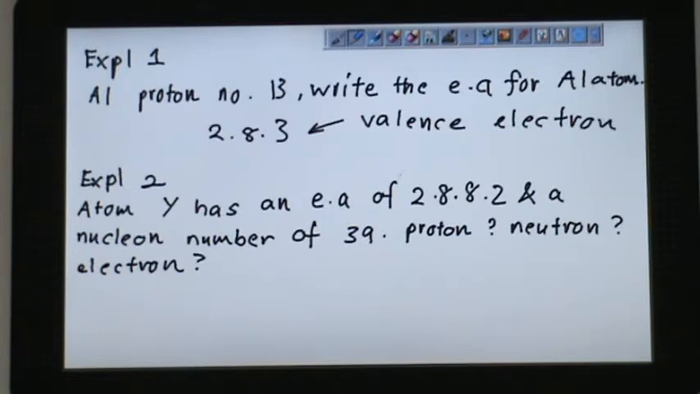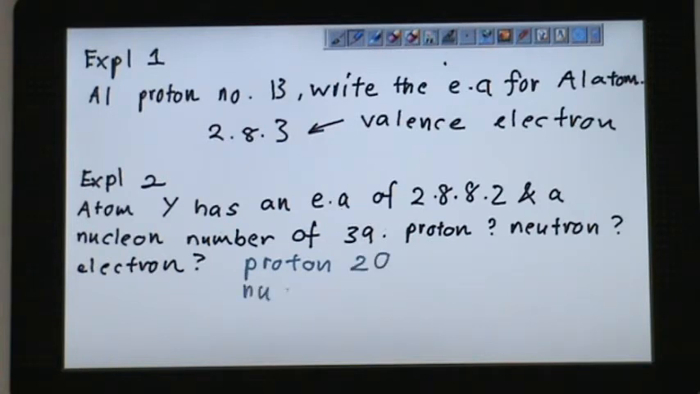So example 2. Atom Y has an electronic arrangement of 2, 8, 8, 2 and a nucleon number of 39. What is the number of proton? The number of proton should be 2, 8, 8, 2, because the number of electrons in an atom is also the number of protons. So 2, 8, 8, 2, you add up, you become 20.